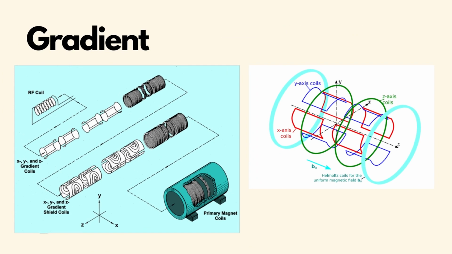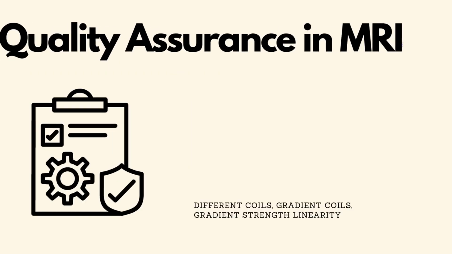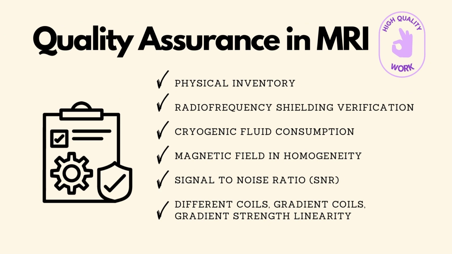Gradient coils vary the strength of the magnetic field, frequency, and phase of the electromagnetic wave in the transverse X and Y axes and longitudinal Z-axis planes. In order to get optimum image quality from an MRI system, a set of tests at regular intervals along with preventive maintenance measures are mandatory. The report of acceptance testing of the system, such as physical inventory, radio frequency shielding verification, cryogenic fluid consumption, magnetic field inhomogeneity, etc. All QA measures should be directed to get better image quality parameters.